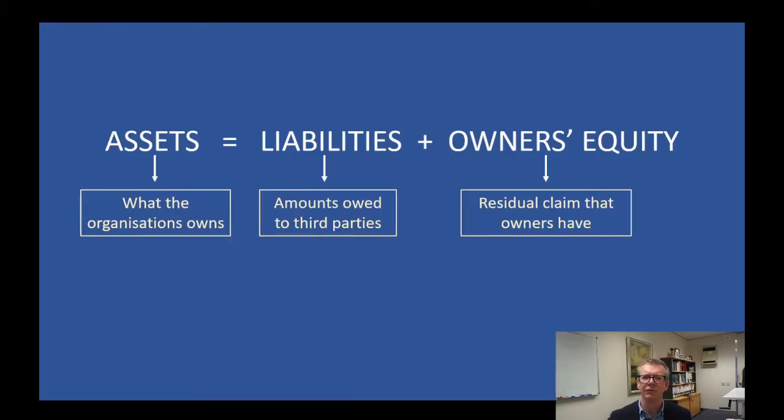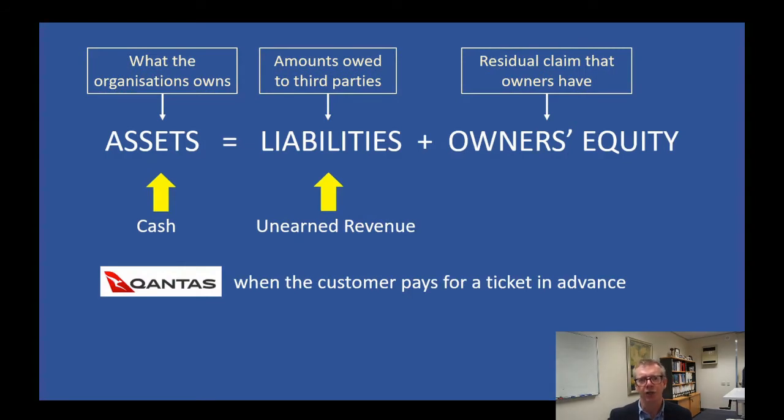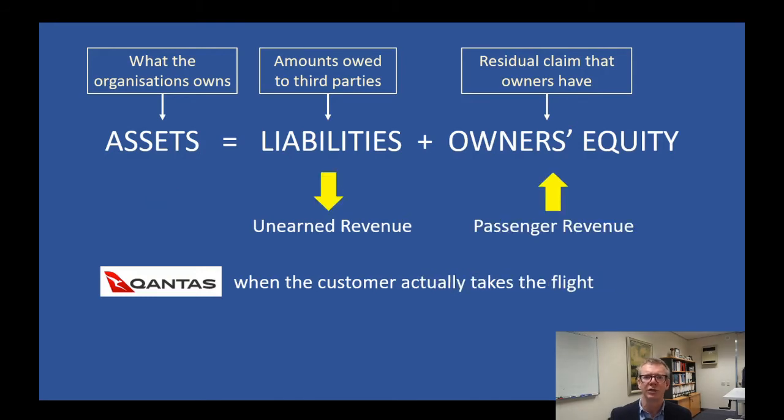Let's think about the impact of these and other transactions on the accounting equation. So how would Qantas treat the money that it receives when we pay for a ticket in advance? Well, Qantas has received cash, so an asset goes up. Qantas is under an obligation to fly us in the future, so this obligation would appear as a liability in Qantas's balance sheet, called unearned revenue. So an asset goes up and a liability goes up. When Qantas flies us, the liability no longer exists, so it goes down. Qantas is now entitled to recognise the revenue from our flight, so revenue goes up, which means equity goes up.